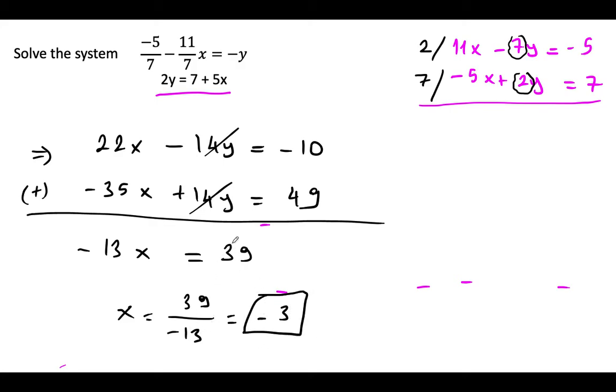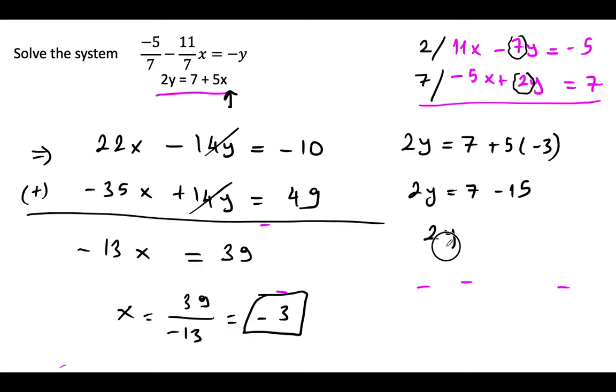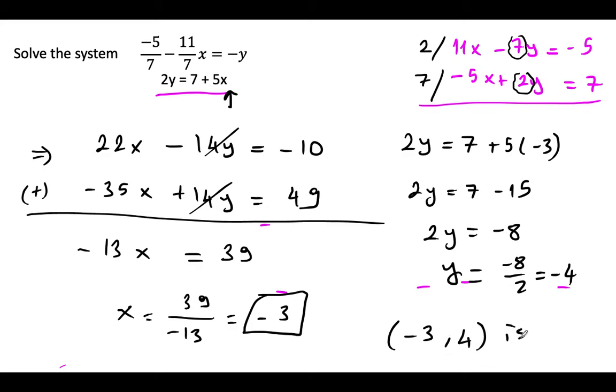When x is negative 3, just put it here in order to find y. So 2y is equal to 7 plus 5 times negative 3. 2y is equal to 7 minus 15. 2y is equal to negative 8. And y is equal to negative 8 divided by 2, which is negative 4. And then the solution is negative 3 comma 4. And do not forget, it's a common point.